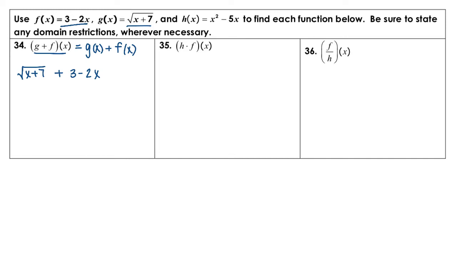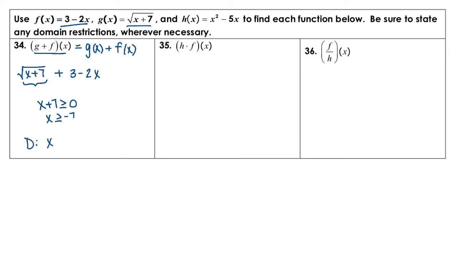Now to check our domain, whatever's under the radical, that's what I'm going to move down here and say that has to stay greater than or equal to 0. So x has to stay greater than or equal to negative 7. And so there's our domain.